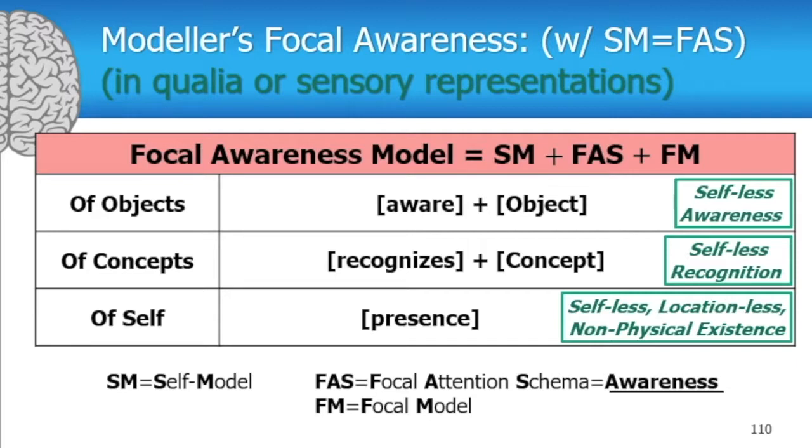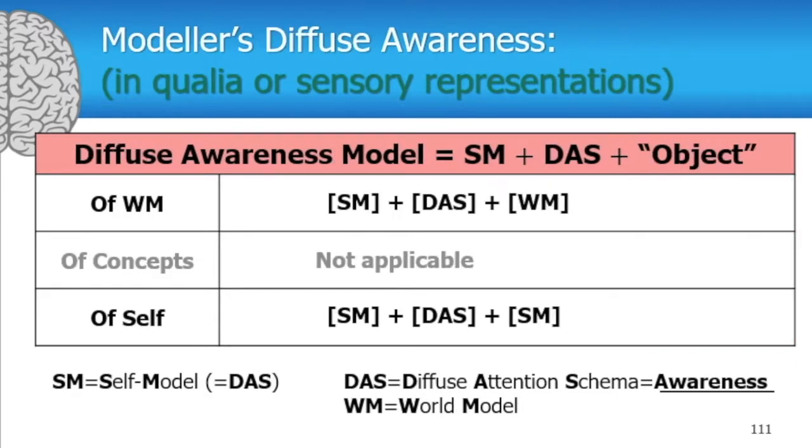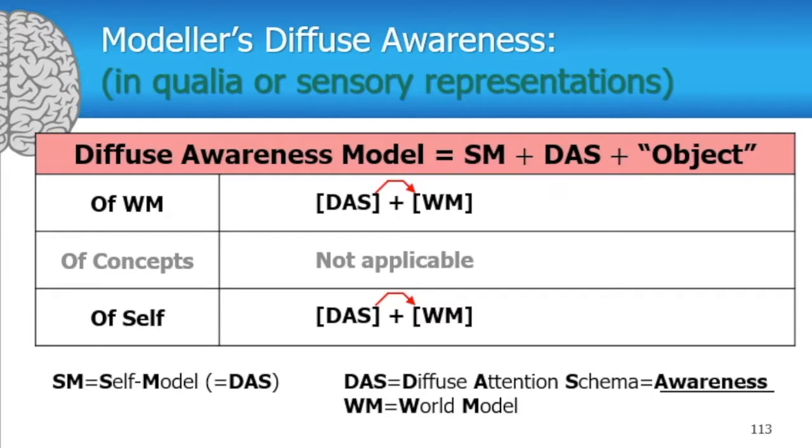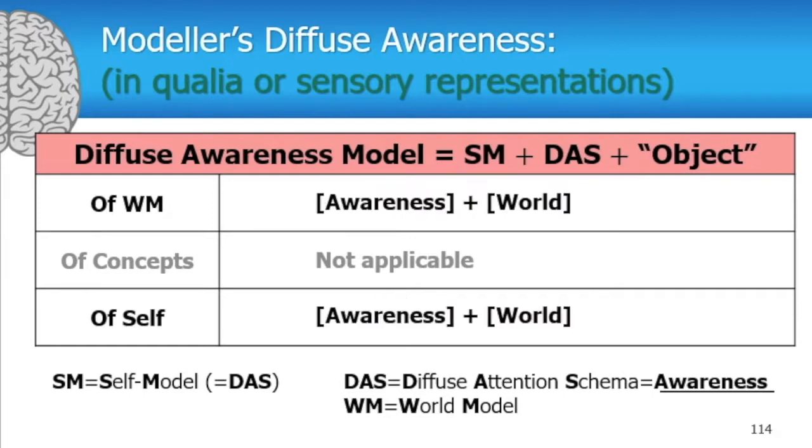Now let's look at the modeler's diffuse awareness models. It doesn't make sense to have diffuse awareness of concepts, so we will only consider diffuse awareness of the whole world model and diffuse awareness of the self model. The modeler's diffuse awareness self model is the diffuse attention schema. And all these diffuse attention schemas always point to the whole world model. So for the modeler's diffuse self-awareness, there must be an implicit world model. These redundant diffuse attention schemas can be removed. And these final two diffuse attention schemas are awareness. So the modeler's world model awareness and self-awareness are exactly the same, which is a selfless awareness of the world model.